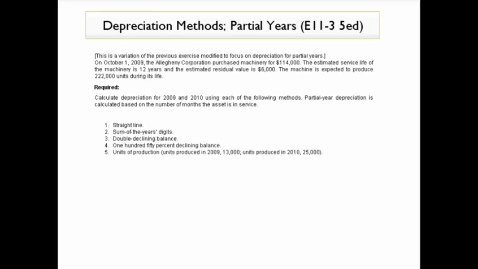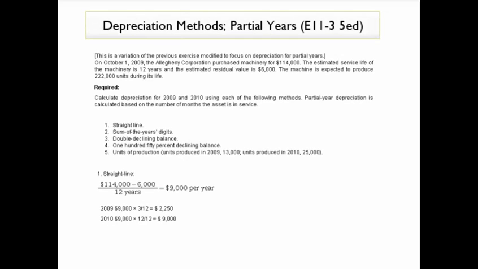And on this problem, we're to calculate depreciation for 2009 and 2010 using each of the following methods. Partial year depreciation is calculated based on the number of months the asset is in service. And we're going to take a look at the straight line method, the sum of the years digits method, the double declining balance method, 150% declining balance method, and units of production. And they tell us that units produced in 2009 were 13,000 units, and in 2010 they were 25,000 units.